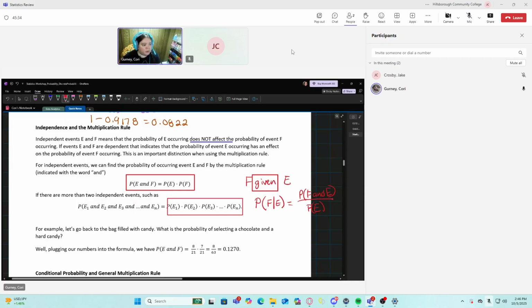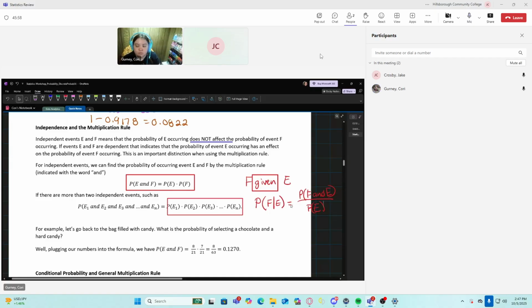With this formula, this is the one where they have something in common. So this is the not mutually exclusive, or dependent. F depends on E happening. That's what we mean by given. I just wanted to point that out because you will use it.